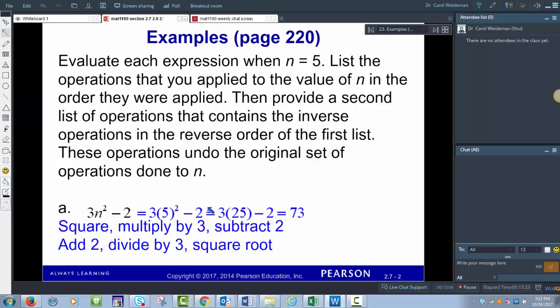And so what do we get for an answer? We're going to put in n equals 5. The first thing we're going to do is square the 5. 25 times 3 is 75, minus 2 gives me 73.